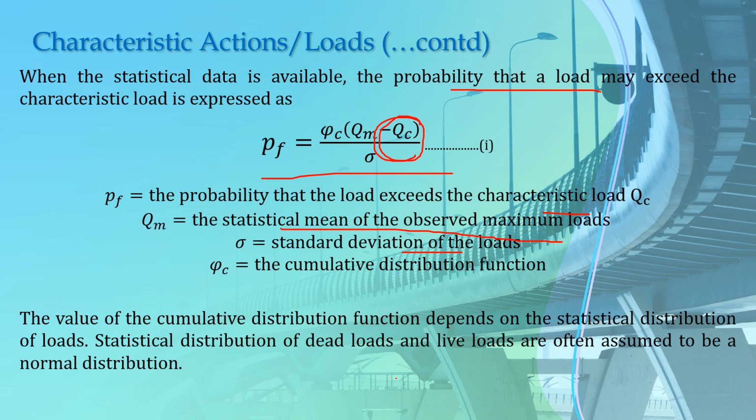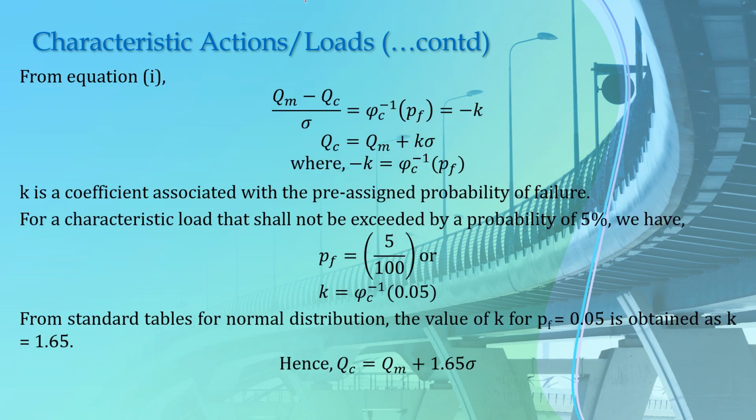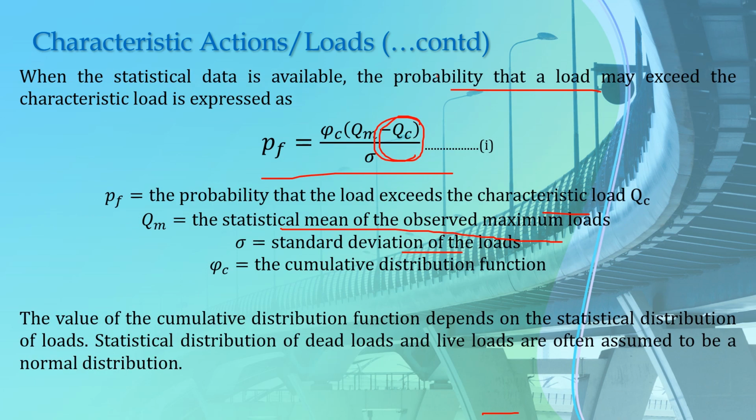So the value of the cumulative distribution function, that means phi c, depends on the statistical distribution of loads. And that statistical distribution is generally assumed to be a normal distribution, as we saw in the normal curve in our previous slide. So by assuming the normal distribution, now you can find the value of this mean load here, that means Qm.